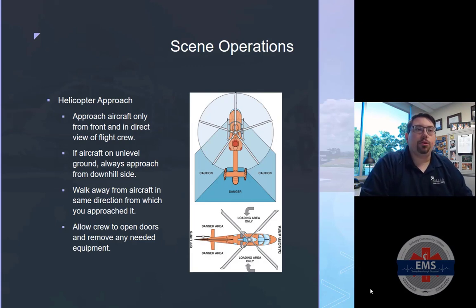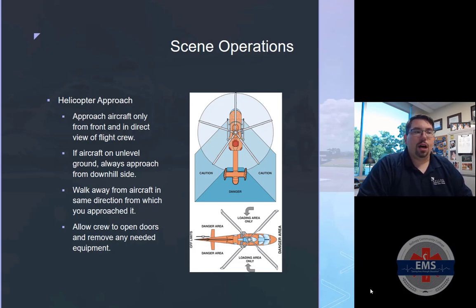As you look at your helicopter approach, there are caution areas and danger areas. Again, the front and the back, we typically are not going to come from. We're going to only go from the sides of the aircraft. If you're going to come in, make sure primarily from the front, make sure the crew can see you. And again, the rotary wings need to be still.